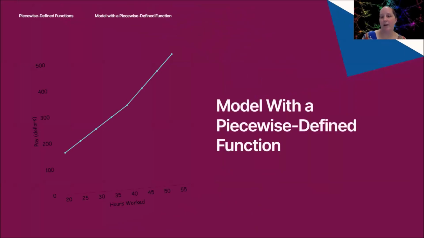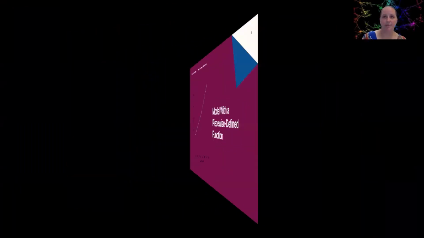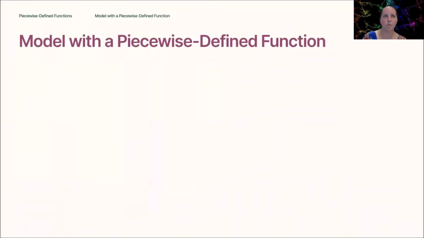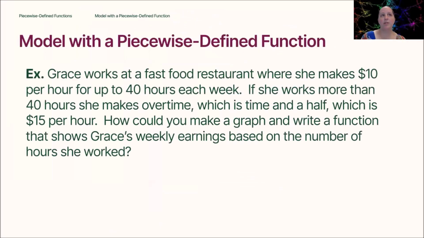Model with a piecewise defined function. Example: Grace works at a fast food restaurant where she makes $10 per hour for up to 40 hours each week. If she works more than 40 hours, she makes overtime, which is time and a half, which is $15 per hour. How could you make a graph and write a function that shows Grace's weekly earnings based on the number of hours she worked?